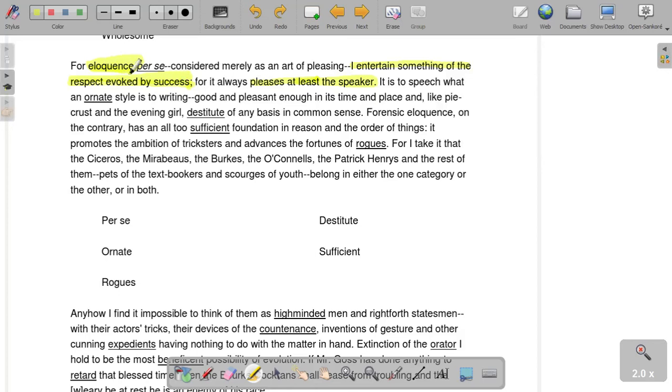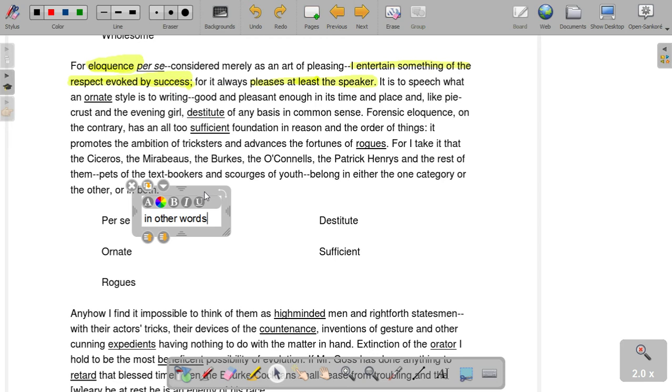Now, what do you think per se means here? For eloquence, per se. What's that? For se. Yeah, basically. Well, what do you mean by say? How would you spell that? Are you saying like for say or for say? The second one. Okay. Well, sort of. He's saying in other words, basically. So he's saying eloquence, in other words. He says you have to give some success because at least it pleases the speaker.